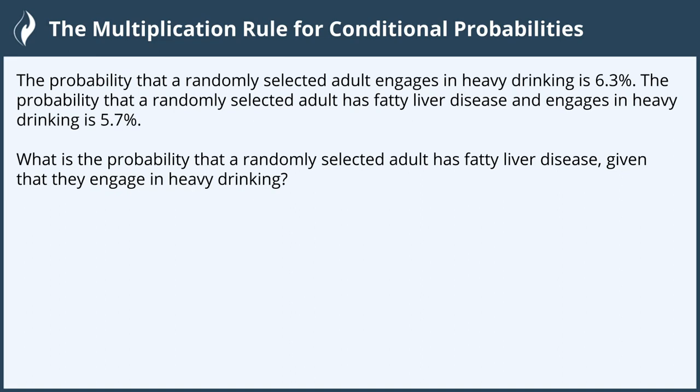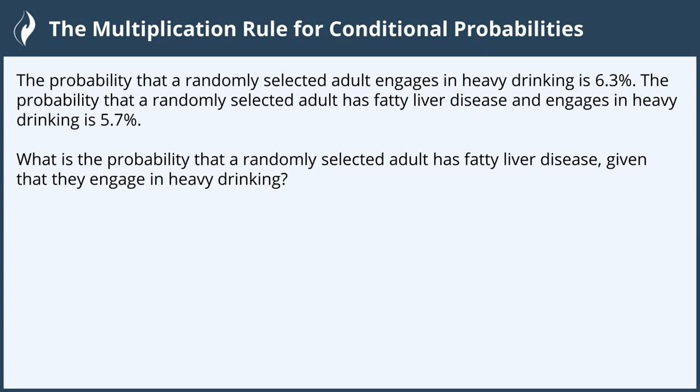Hi everyone! In this video, we will use the multiplication rule for conditional probabilities. The probability that a randomly selected adult engages in heavy drinking is 6.3%. The probability that a randomly selected adult has fatty liver disease and engages in heavy drinking is 5.7%. What is the probability that a randomly selected adult has fatty liver disease given that they engage in heavy drinking?